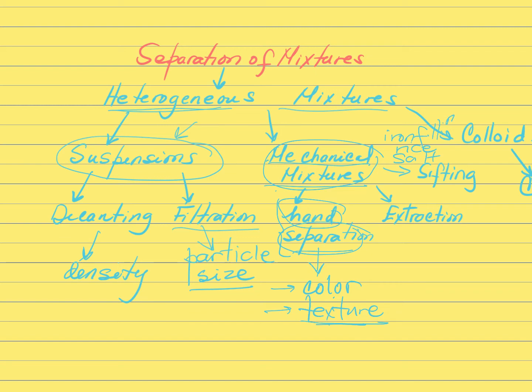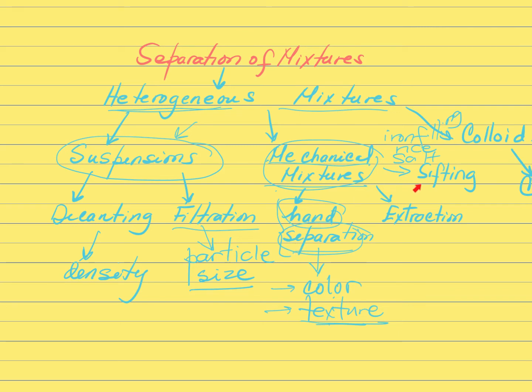Okay, let's say that you have that mechanical mixture made of these three components. Are you gonna be using hand separation? You can use hand separation to separate the rice from the salt, but it's gonna take you a long time. If you have small pieces of items, it takes even more time to separate that. So in that case, you have a mechanical mixture, but hand separation is not practical.